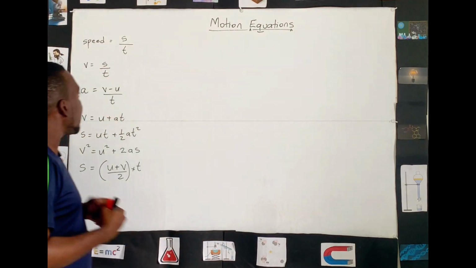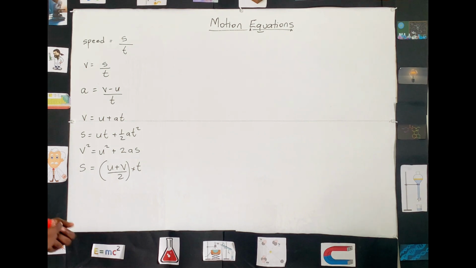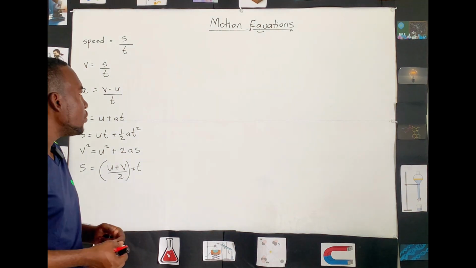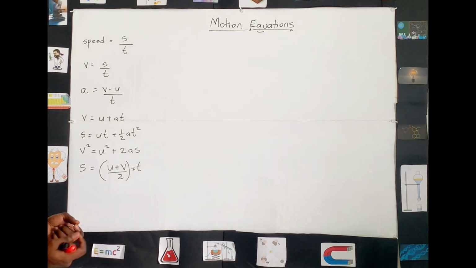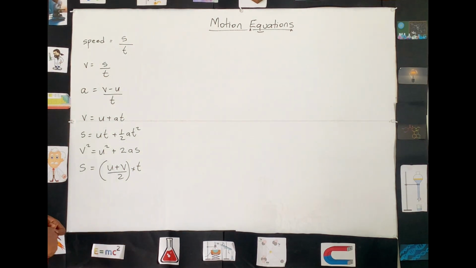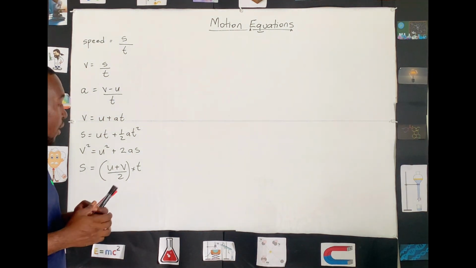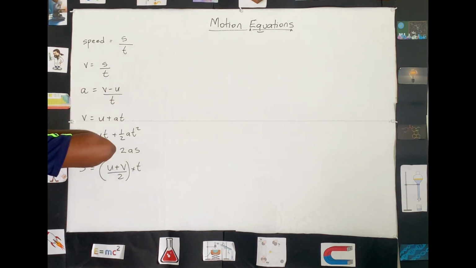So here we have various equations that we use for motion. Notice that we have some symbol forms. The first thing we need to know is what these symbols represent, and then we're going to look at when we use these formulas. Let's go. The first one says speed.